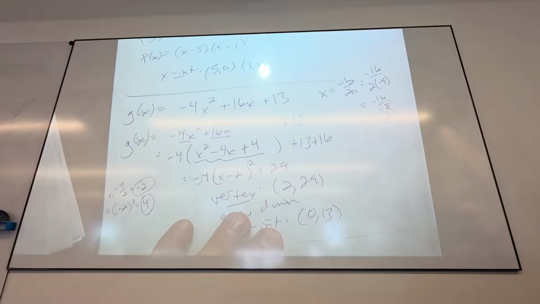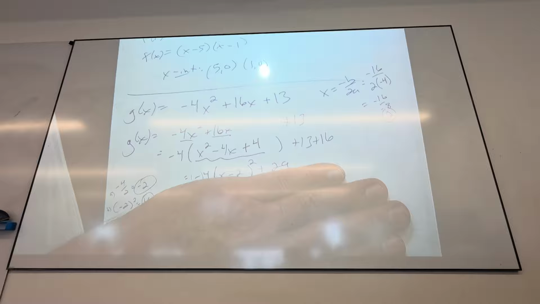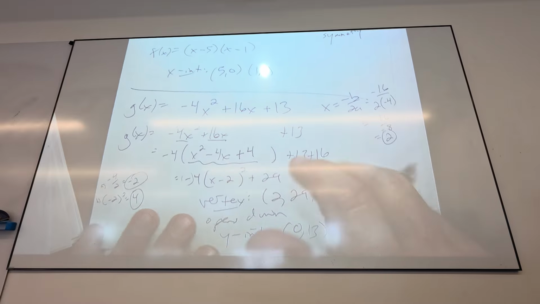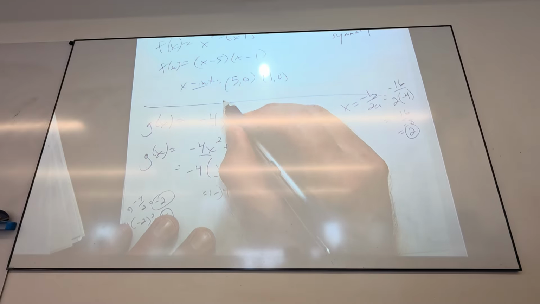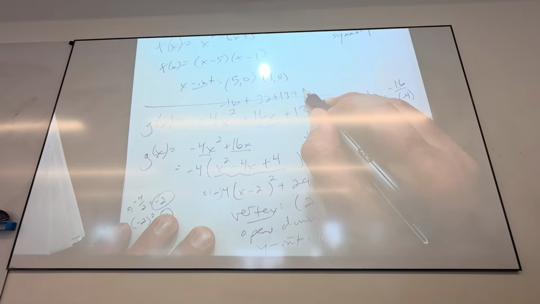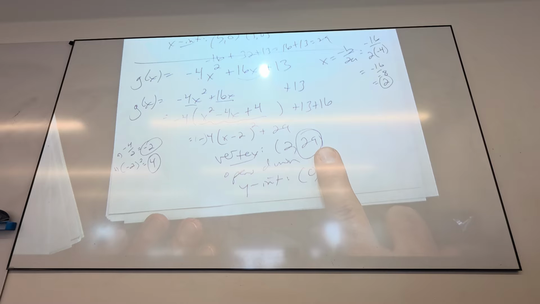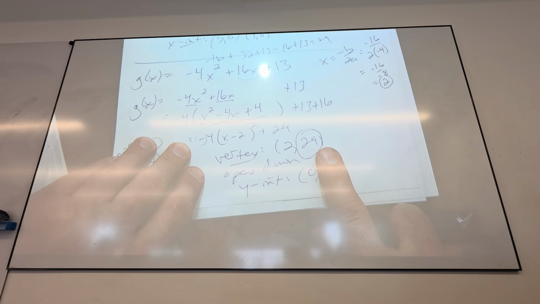Now, real quick, have I got the vertex yet over here? I have the x piece of the vertex. How do I always finish it out? If I have the x, I just plug it in. If I plug 2 in, negative 4 times 4 is negative 16, plus 32 plus 13 is 16 plus 13 is 29, which is what we got earlier. Yes? Isn't that crazy? I don't know if anybody's with me.